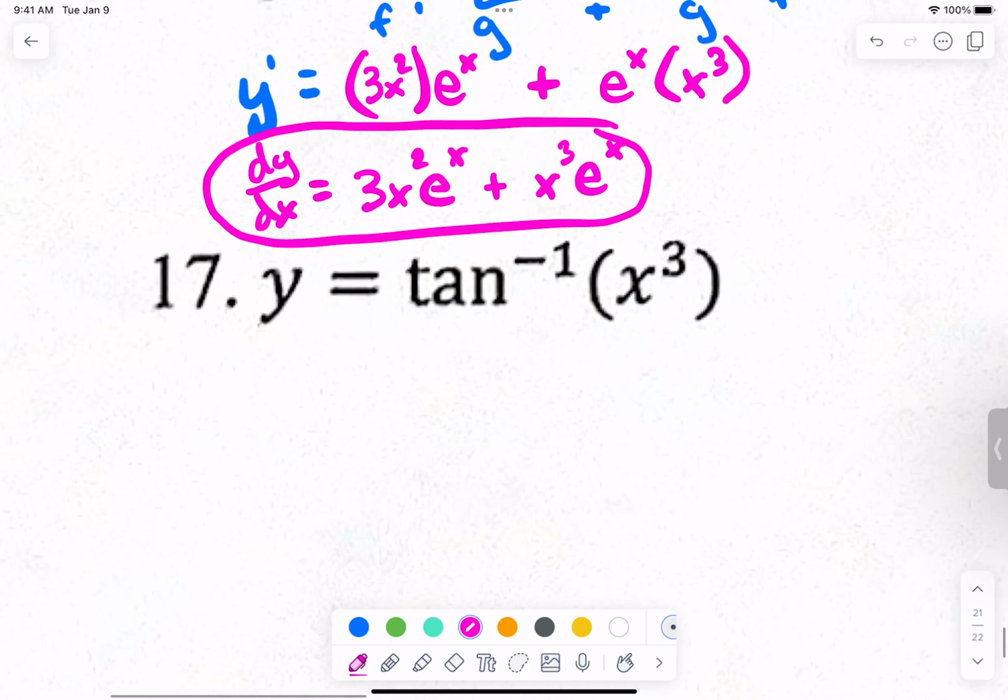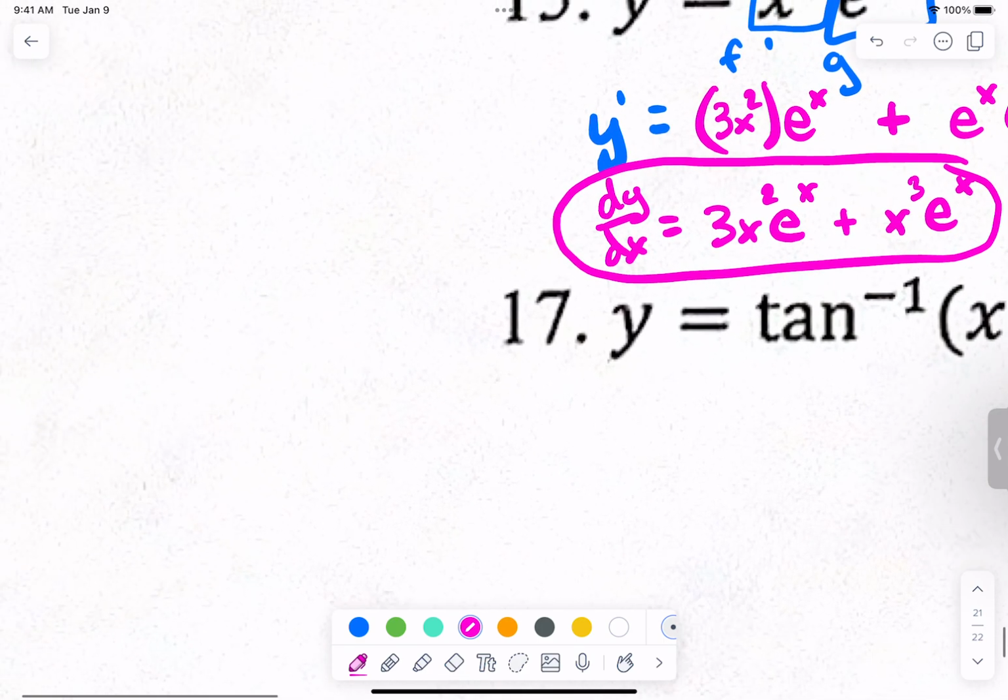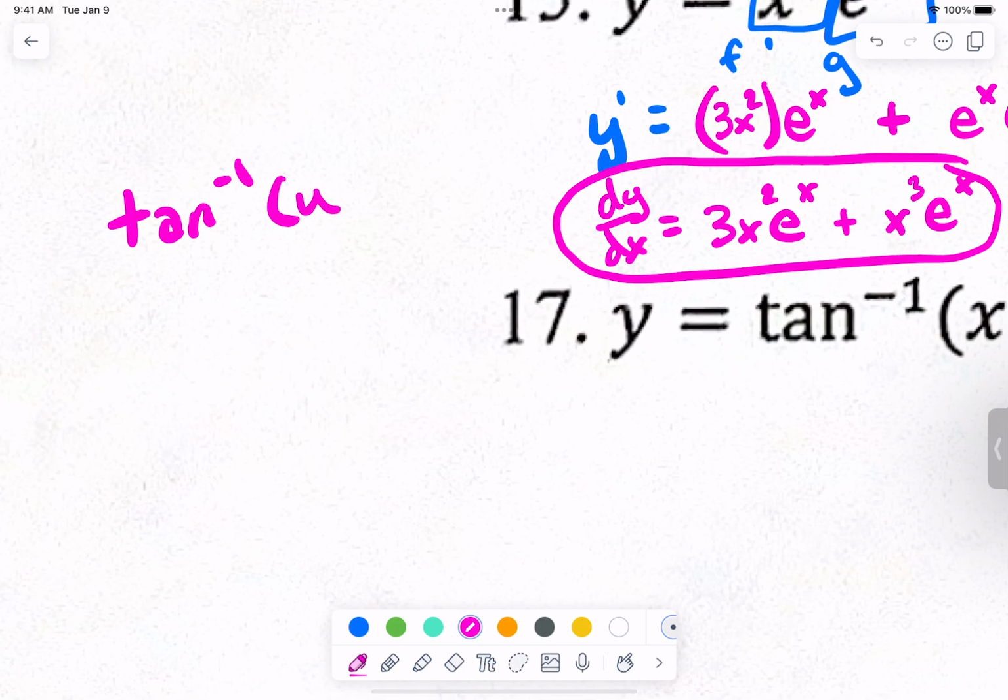Number 17 is not a product. It's not decorated. Can we do this through the product? What's the derivative of inverse tangent? I actually have that one. We only have 9 days. 1 over 1 plus... Okay. Here we go.